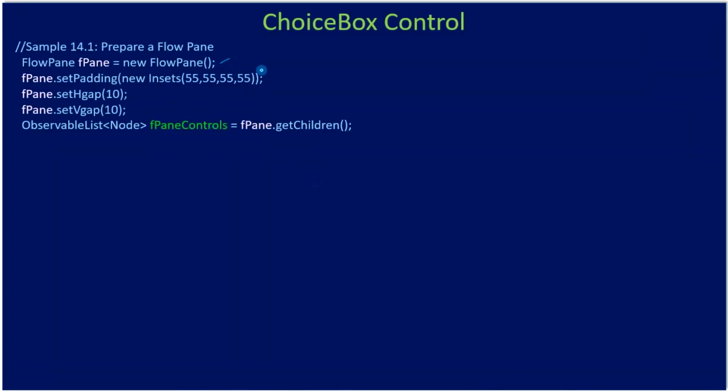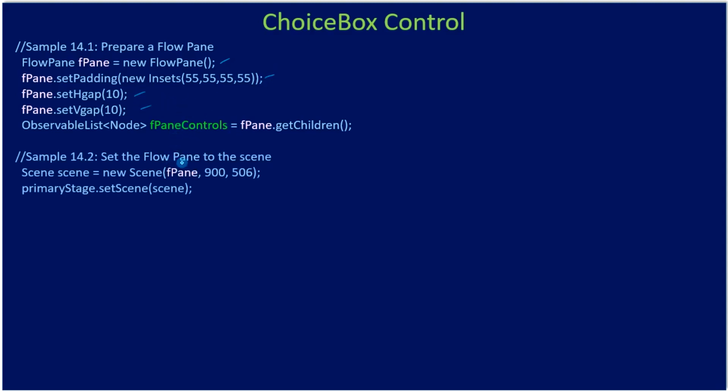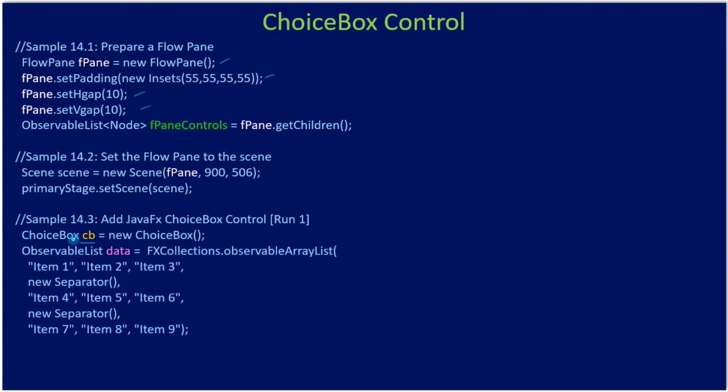Here if you see, we have seen this many times. We created a flow pane, then we retrieved the children. After that we set up our flow pane to the scene. Then here we are creating a choice box. For the choice box we are forming the collection. Here we make use of FXCollections observableArrayList. It's a static method, and to this static method we present a comma separated list. So it's a variable argument function.